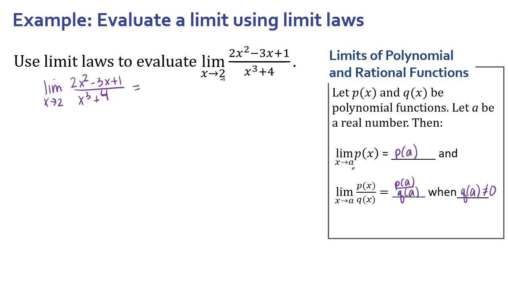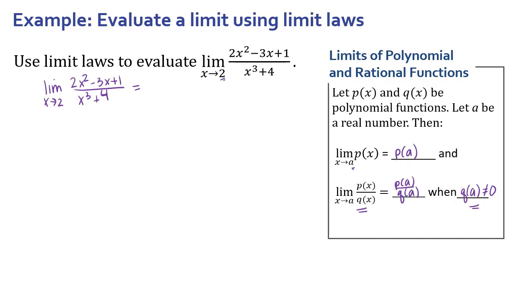So now that I know this, let's first make sure, since I'm dealing with a rational function, that the denominator is not going to equal 0 when I substitute 2 in. So when I substitute 2 into the denominator, I get 2 cubed, which is 8, plus 4, which is 12. So that doesn't equal 0.